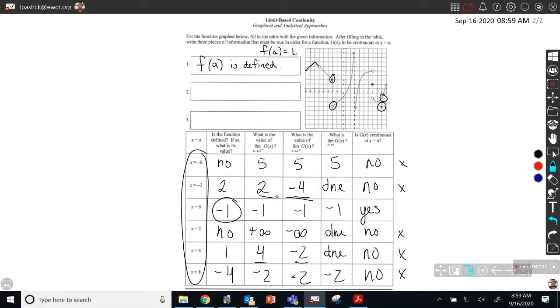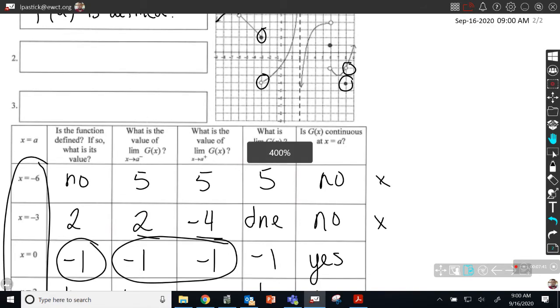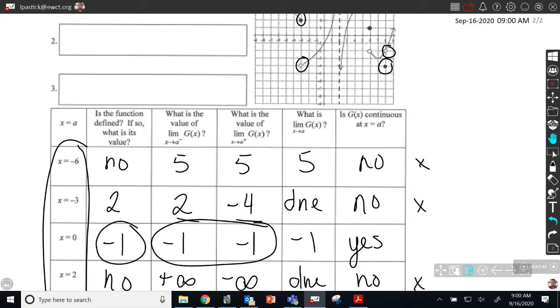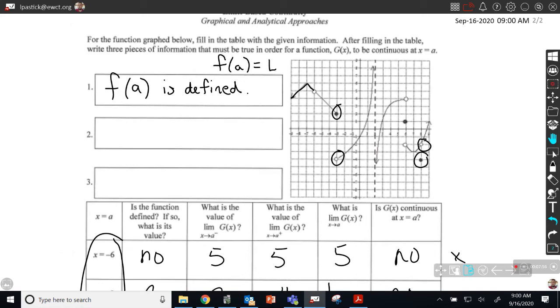The second part, I'm going to jump to this right here. And what that part is showing me is that the left-handed limit is equal to the right-handed limit. So left-handed limit is -1, right-handed limit is -1, and that is a good thing because that means that the two-sided limit exists. So what does that tell me?